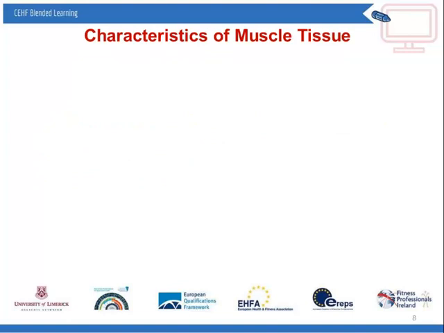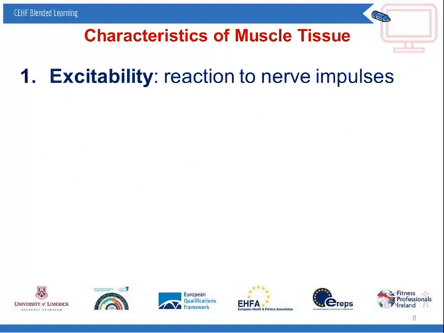The characteristics of muscle tissue. Excitability. This means that muscles react to nerve impulses. Nerve impulses are produced by the brain, stimulating the muscles either to contract or to relax. The muscles respond to these impulses.